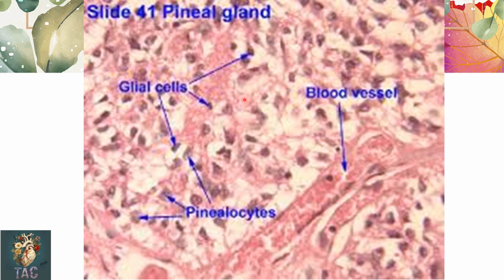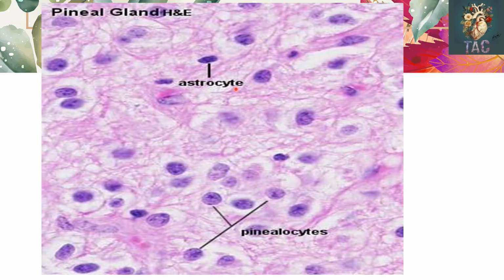Another slide of the pineal gland. Here you can see the glial cells, the pinealocytes, and the blood vessels which are present. Another slide of the pineal gland. Here you can see pinealocytes which are present. In addition, an astrocyte is also seen in this slide as well.